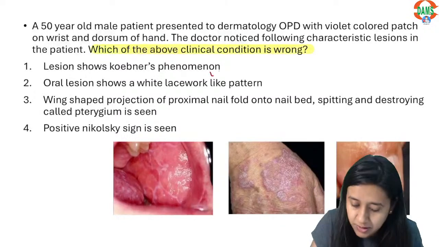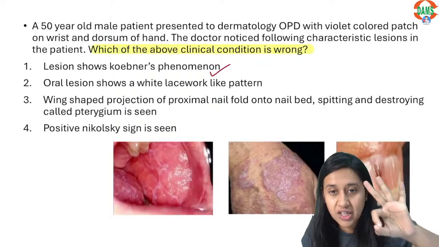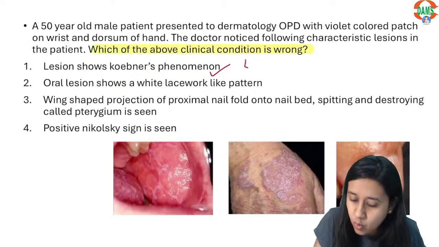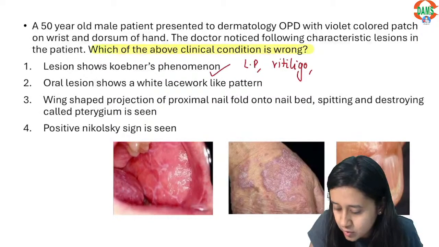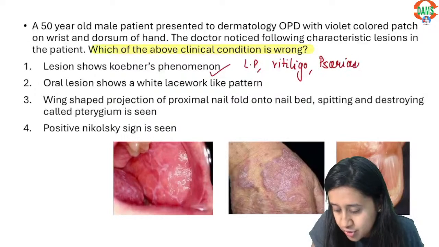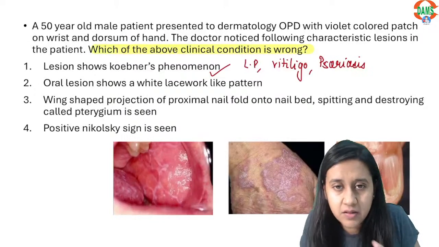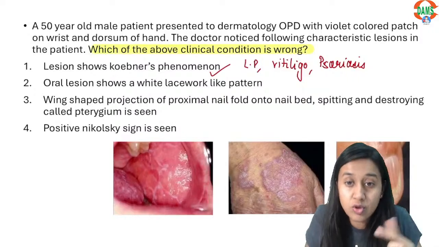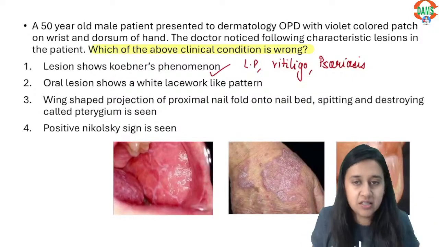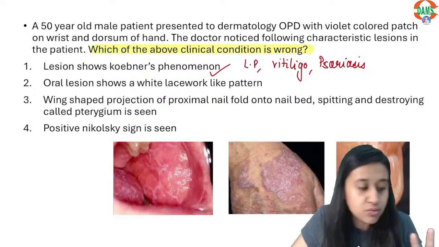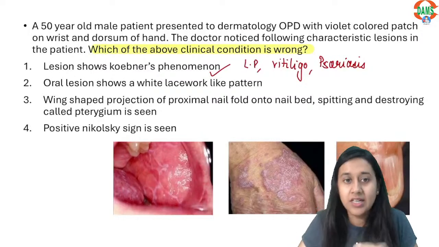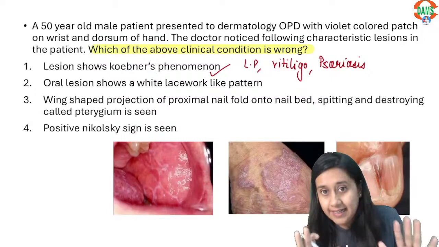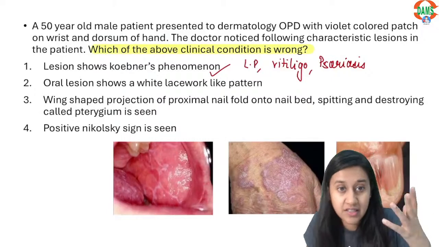Lesions show Koebner's phenomena, true. Please remember there are three conditions which show true Koebner's. One is lichen planus, second is vitiligo, and third is psoriasis. All these three conditions show true Koebner's. Can you tell me the answer? Condition showing the pseudo-Koebner's phenomena. Anybody here can tell me the answer. Which are the conditions which show pseudo-Koebner's phenomena? Just two names I want. Yes, molluscum contagiosum and viral warts. So lesions showing Koebner's, LP, lichen planus, vitiligo, psoriasis. So that's a correct statement.